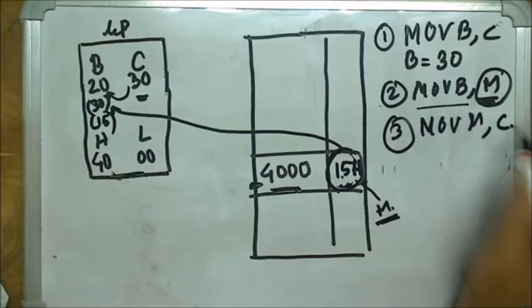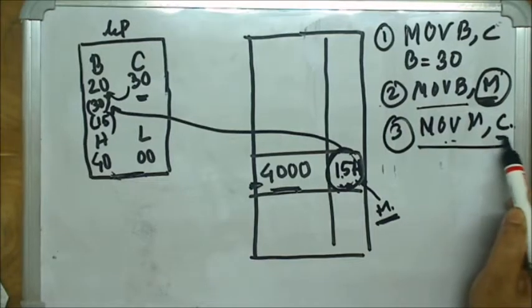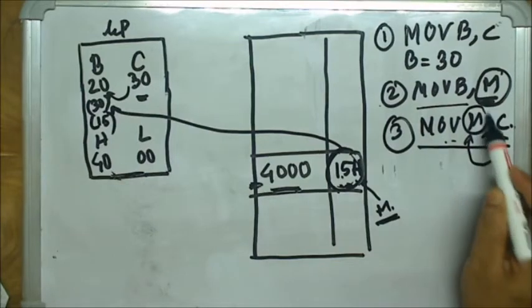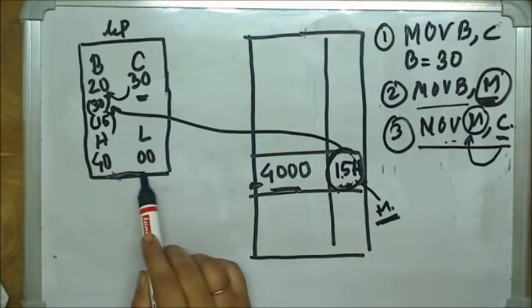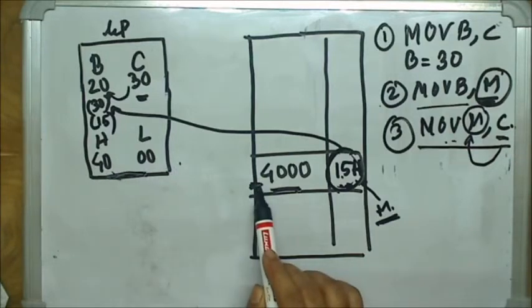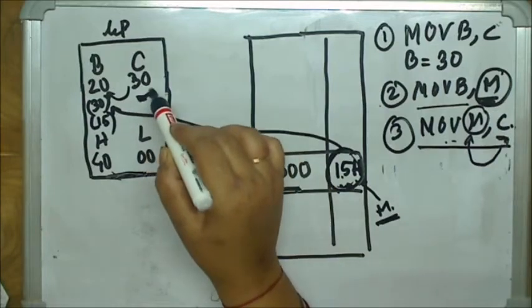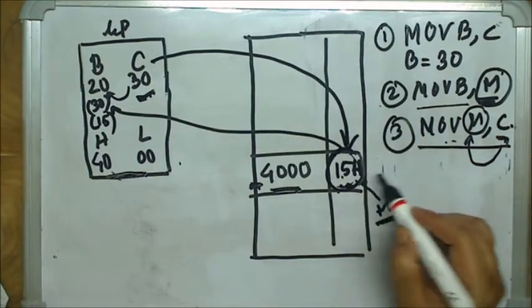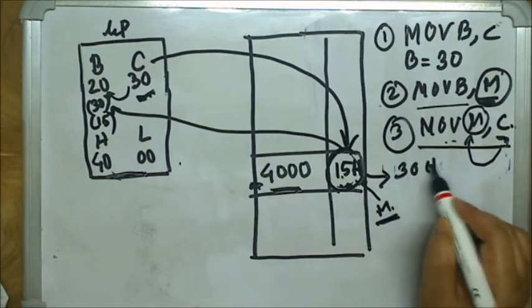Now next, the third example, what you have written? Move M comma C. What does this instruction mean? The value of register C will be loaded to a memory location pointed by HL pair. Again the processor will see M, and it will go to HL pair. What is there in HL pair? 4000. So it will locate the address 4000. Then whatever data is stored in register C, 30H, that value will be copied to this memory location. This is M. So now 15H will be overwritten by 30H. Clear?